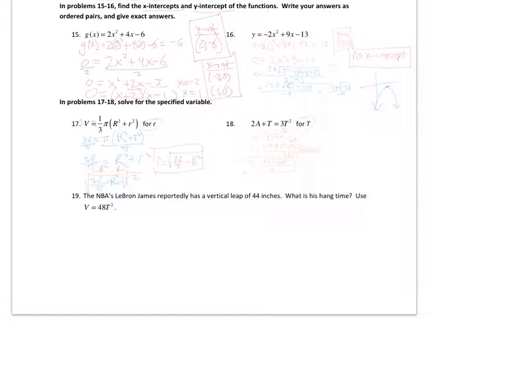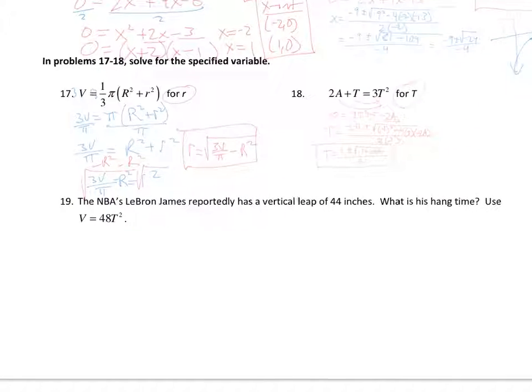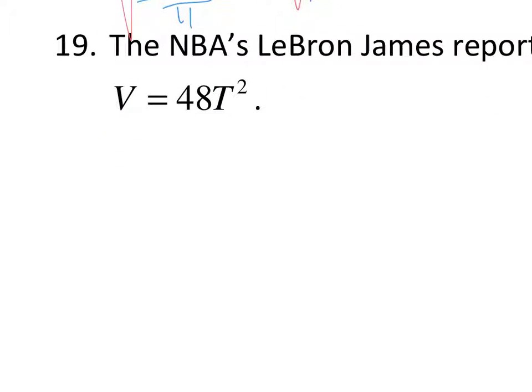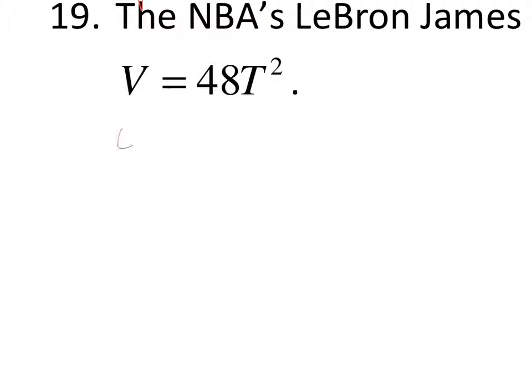All right. Almost there. LeBron James reportedly has a vertical leap of 44 inches. What's his hang time? Here's an equation. Use V. Now we're not told much about this on a test. I would tell you, t is time and V is the vertical jump. All right. So we've got a 44-inch vertical jump, and that's almost 4 feet he can jump in the air. Amazing.